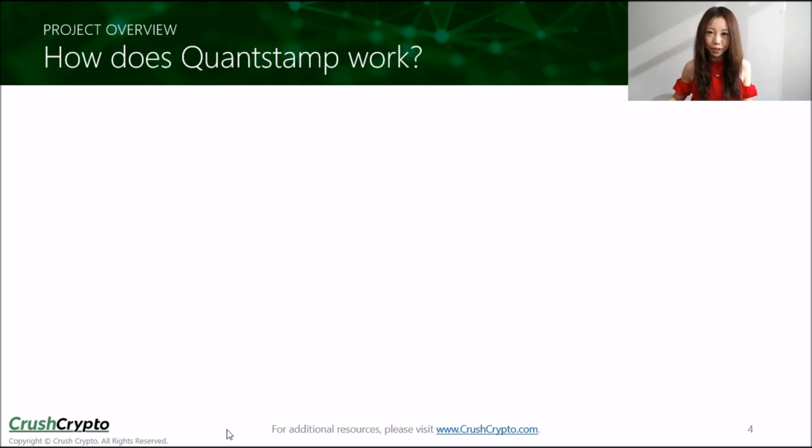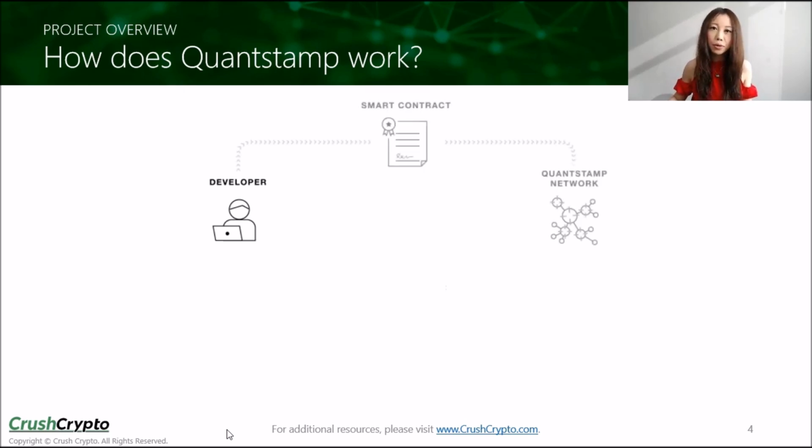So how does Quantstamp work? Let's say a developer wanted to deploy a smart contract written in Solidity on Ethereum. To minimize the risk of funds being lost due to vulnerabilities, the developer can submit his or her code to a security audit via the Quantstamp Ethereum smart contract.